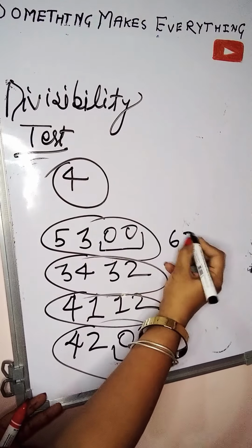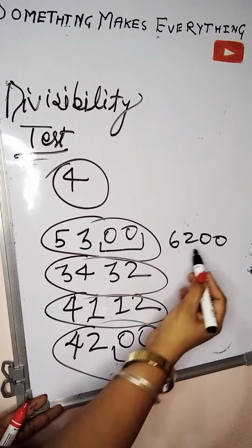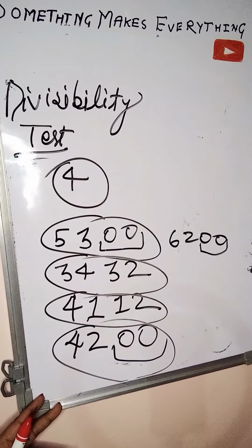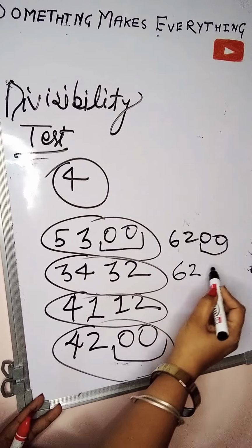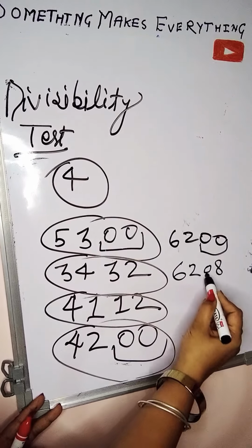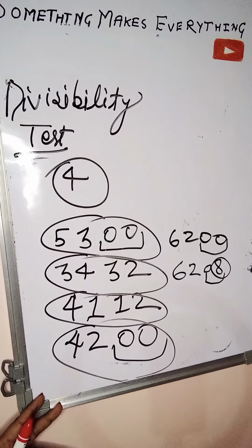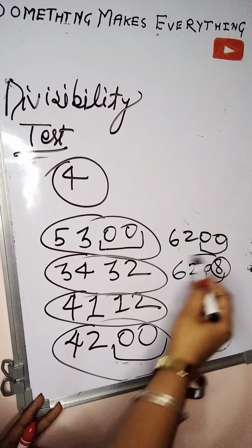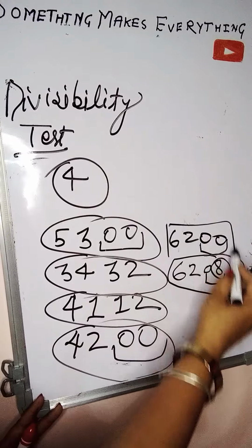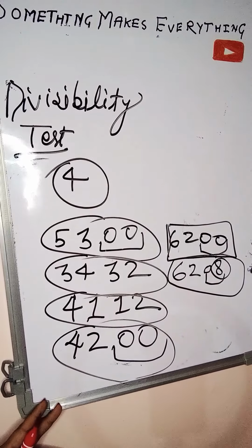So this number also we can take. The last two digits, double zero we have here. Last two digits, 8 is also completely divisible by 4. So this whole number will be completely divisible by 4.